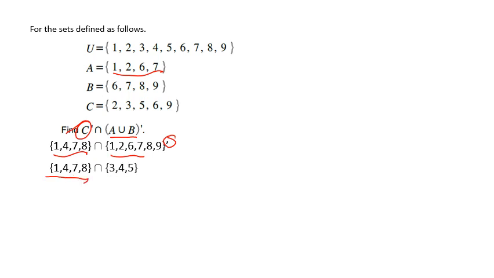I just brought this down. I brought the intersection down. What's not in this set? The 3, the 4, and the 5 are missing. Now what do they have in common? These 2 sets have a 4 in common. And so the answer is the set consisting of the element 4.